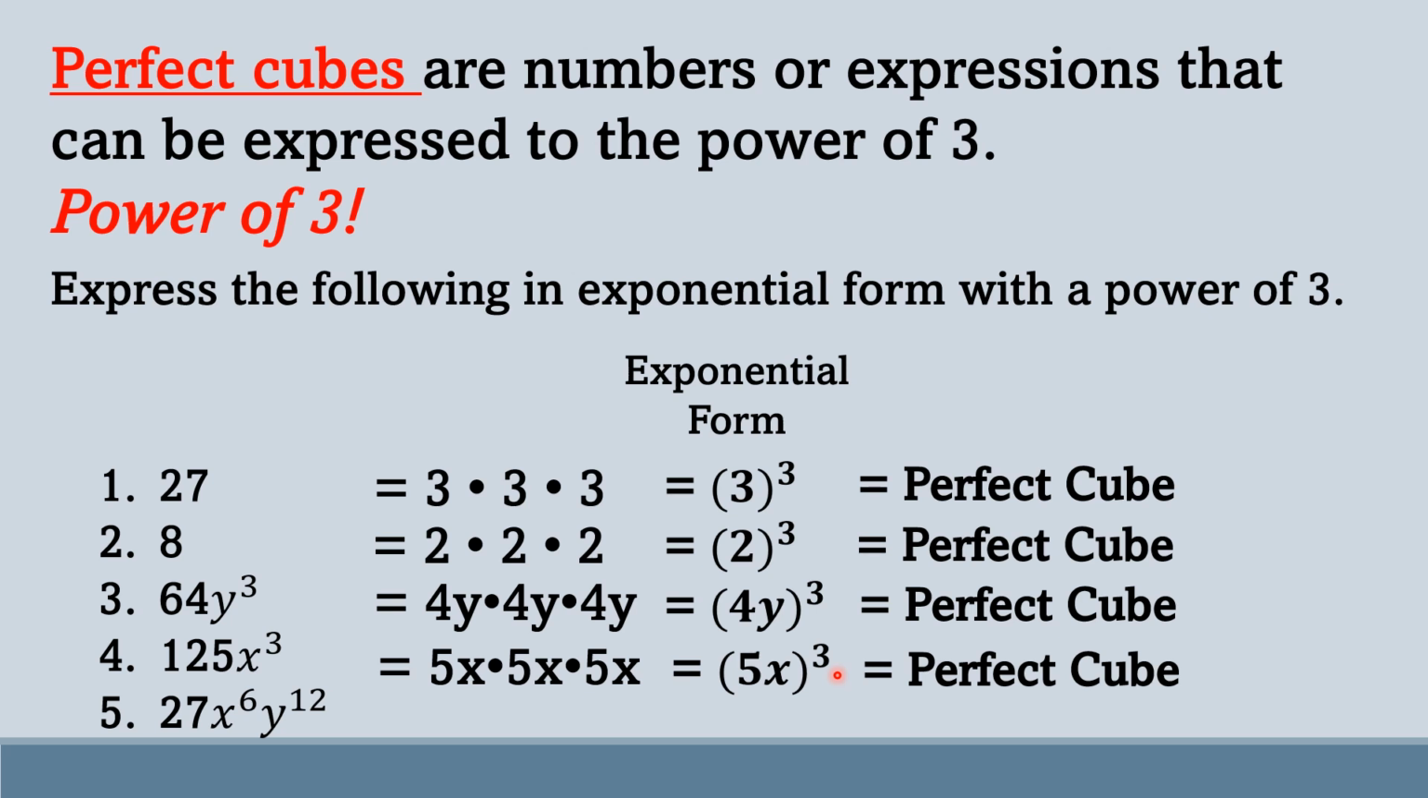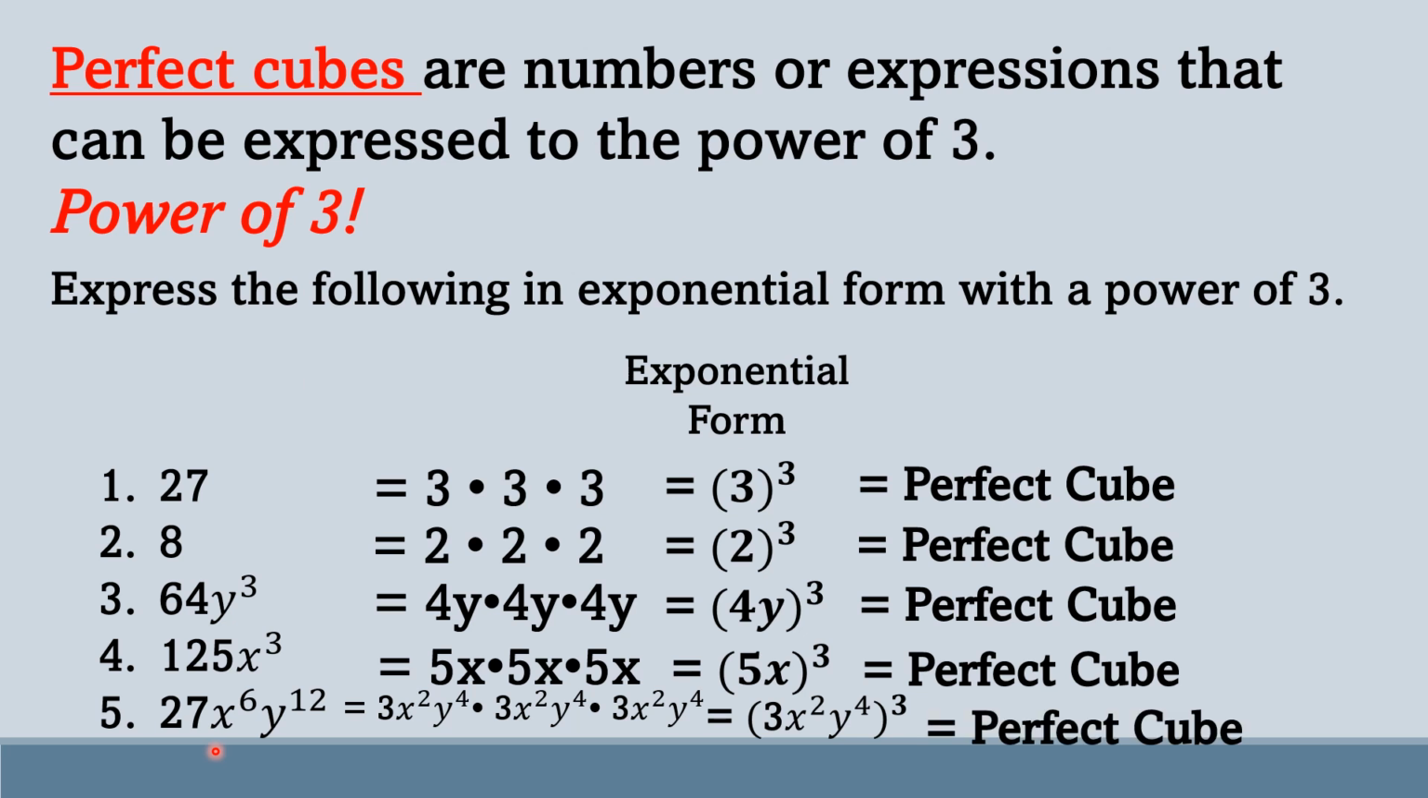So the cube root of that is 3x squared y to the 4th power. And if you're going to multiply that 3 times by itself, the result is 27x to the 6th y to the 12th power. So if we are going to express this in an exponential form, the cube root, which is 3x squared y to the 4th, will be raised to the power of 3. Therefore, this is a perfect cube.